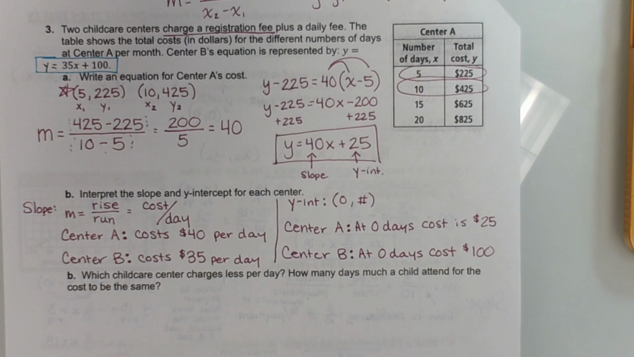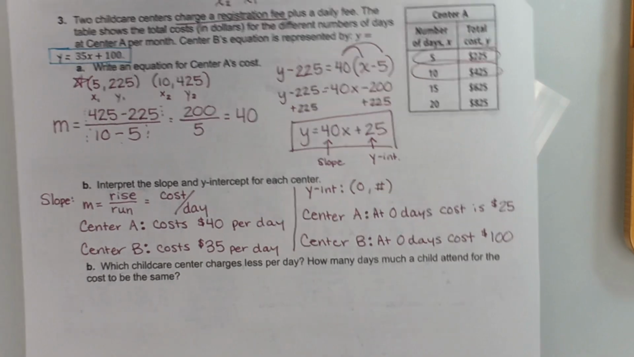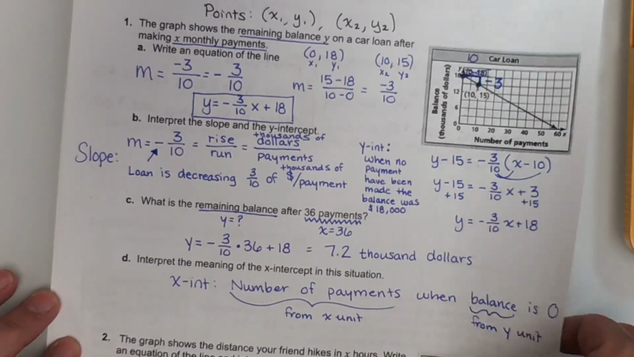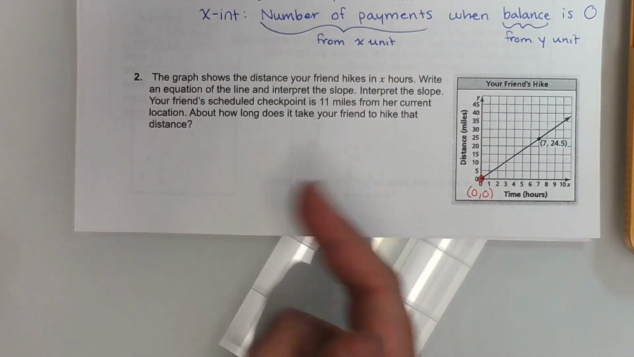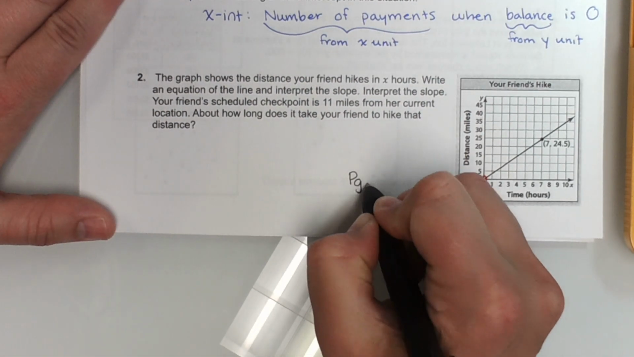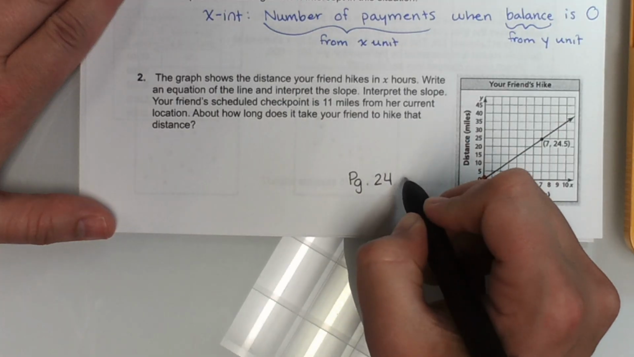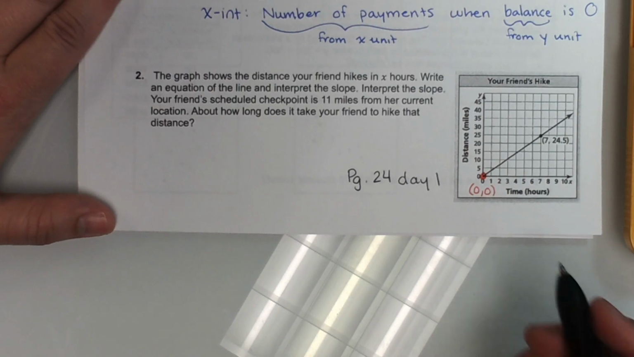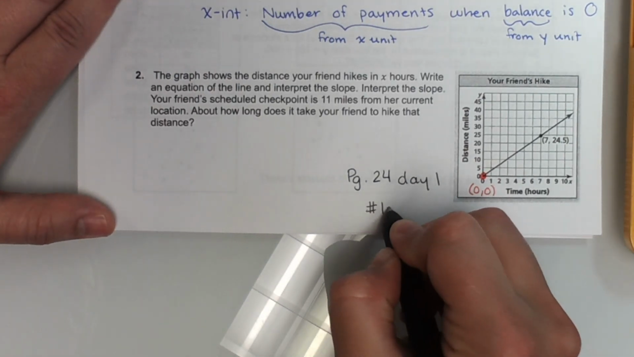We're going to be done with builds right there. Today's practice problems are on page 24. We're going to be on page 24 today and tomorrow, so please write day 1 on the top of this assignment. It is questions 1 through 9.